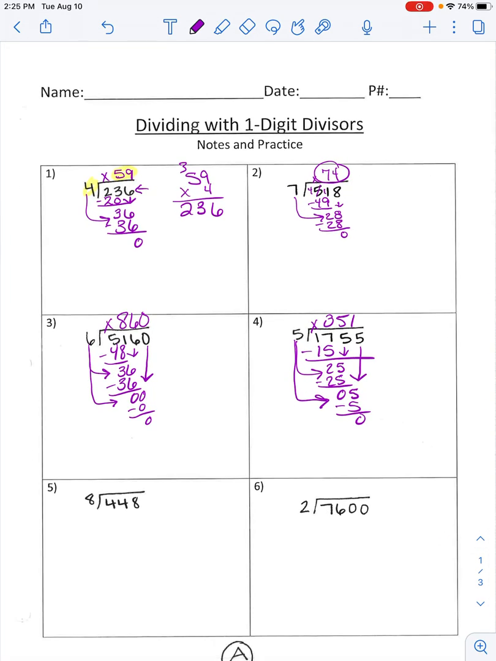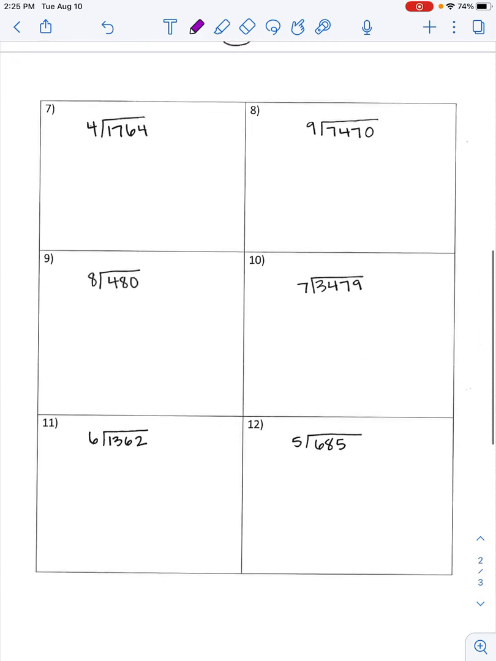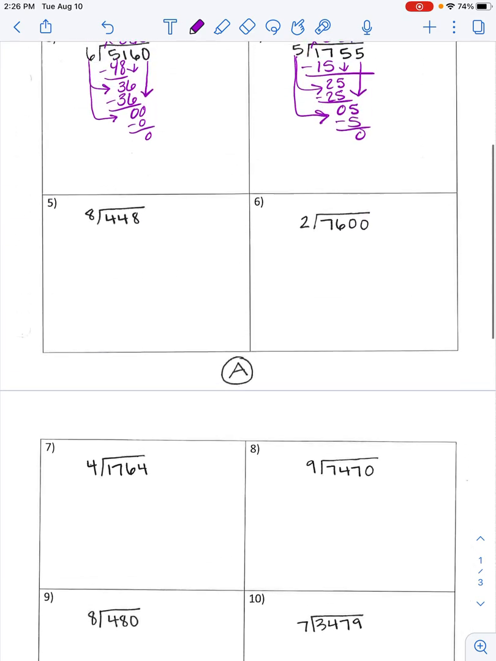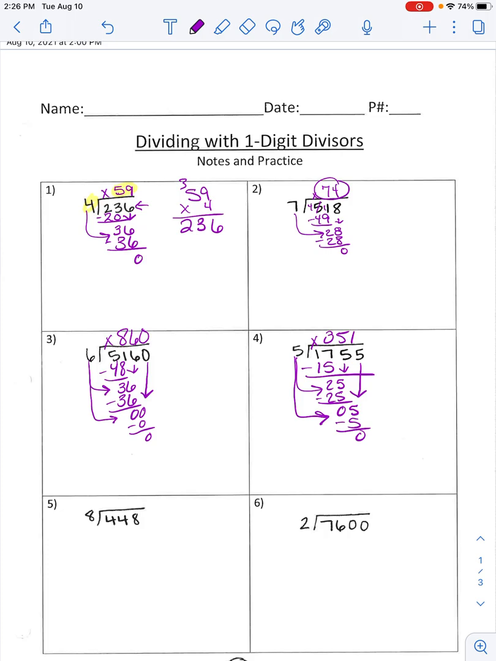All right, so if you're starting to get the hang of it, great. If you're not, watch the video again. And then when you're feeling comfortable, you need to finish 5, 6, 7, 8, 9, 10, 11, 12 for practice. Okay, try them and then use a calculator to check to see if you're working correctly.